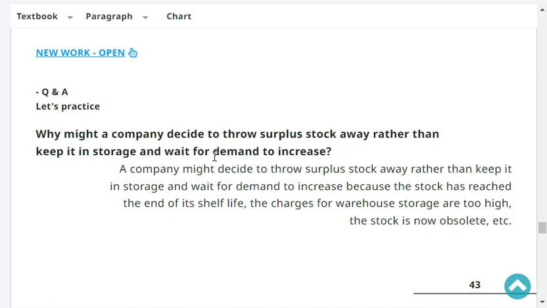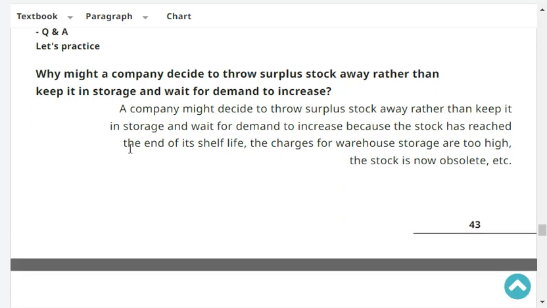because the stock has reached the end of its shelf life. The charges for warehouse storage are too high. The stock is now obsolete, etc. Very good. One more.